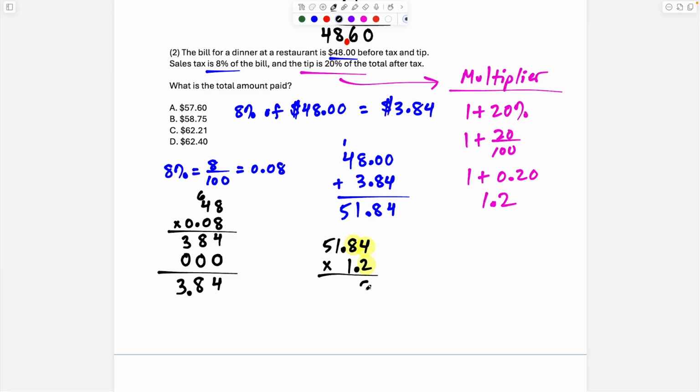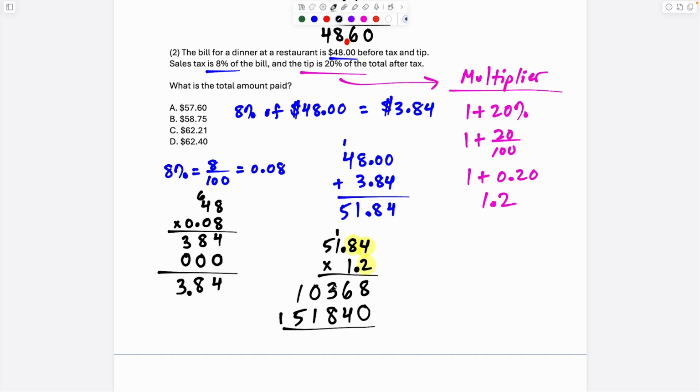We have 2 times 4 is 8. Then we have 2 times 8 is 16, and we carry the 1. 2 times 1 is 2, plus 1 is 3. 2 times 5 is 10. And now I put a placeholder, and I'm multiplying by 1, so I have 1 times 4, 1 times 8, 1 times 1, and 1 times 5. And now we just add all of this up.